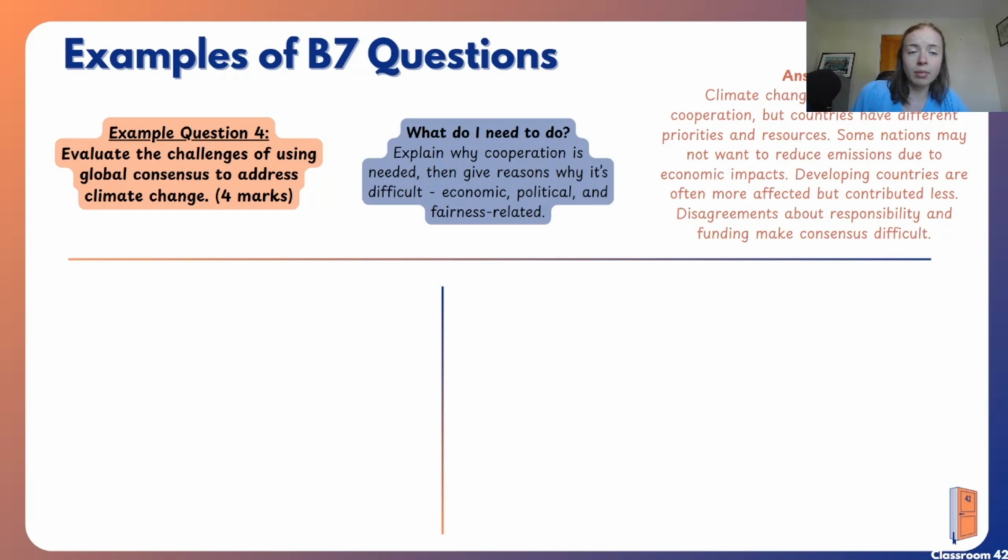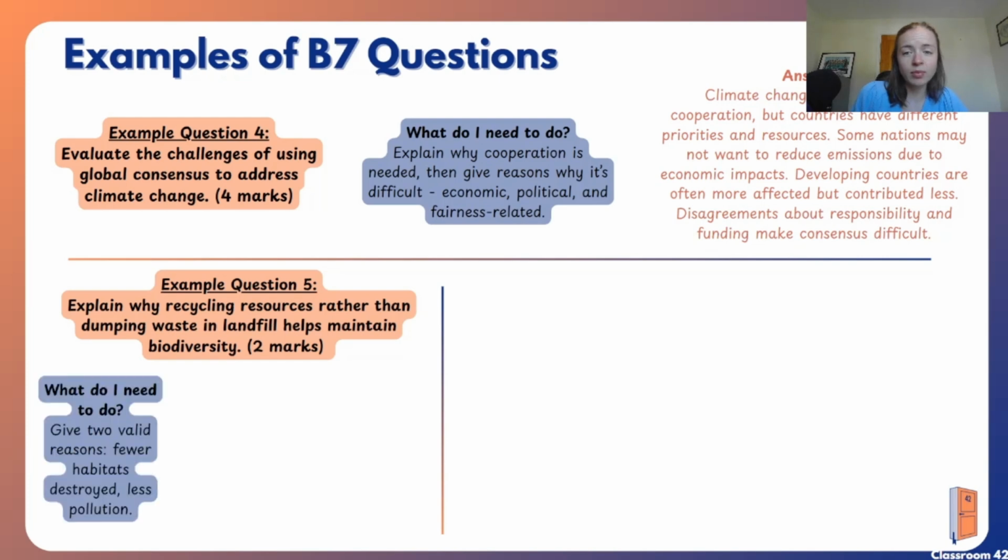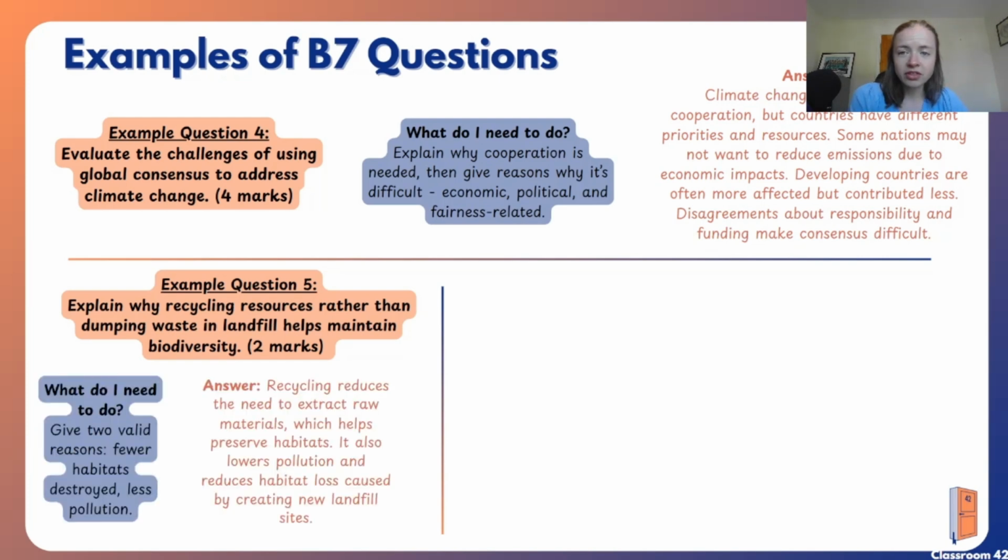So we are talking about, in every sentence, an evaluative point which makes it challenging for a global consensus to be reached. Question 5 is: explain why recycling resources rather than dumping waste in landfill helps maintain biodiversity. So for this question, we are really trying to compare recycling to dumping waste in landfill and relate that to biodiversity. So here's an example answer: recycling reduces the need to extract raw materials, which helps preserve habitats.